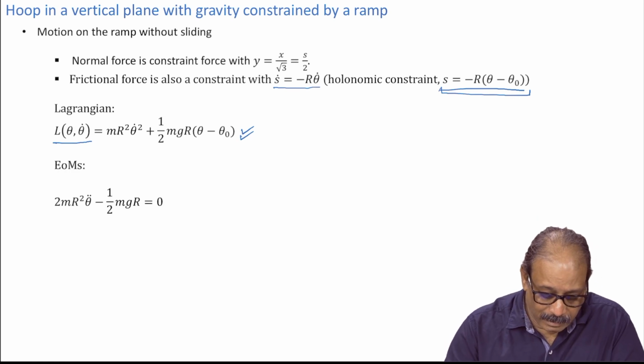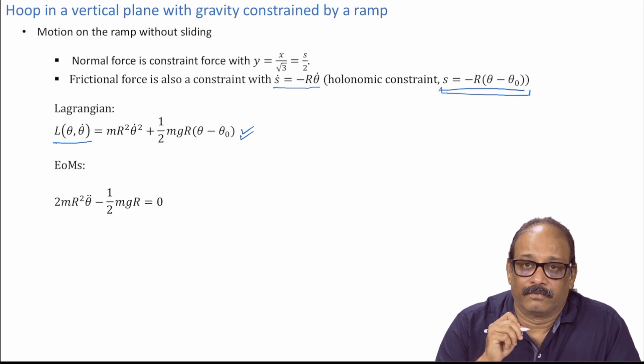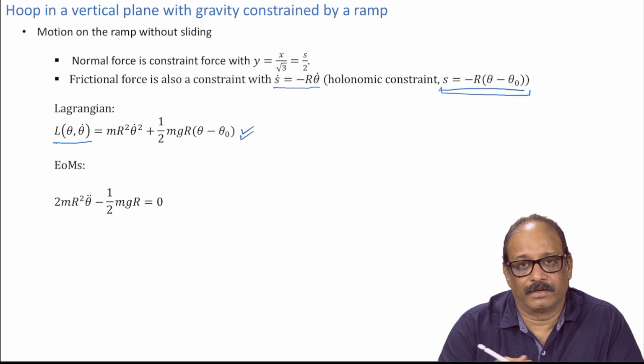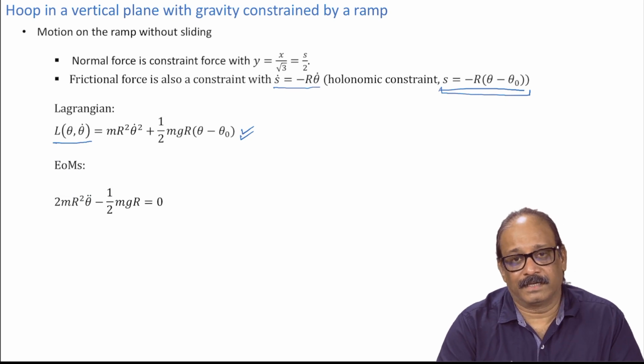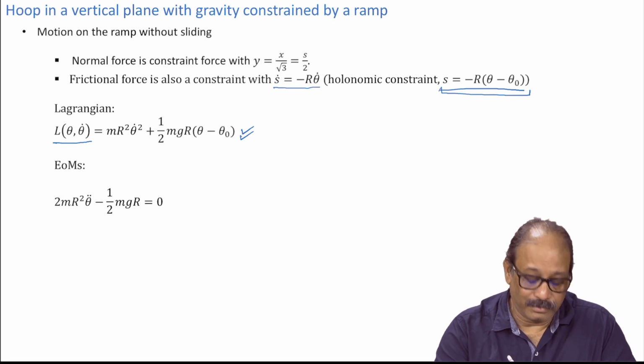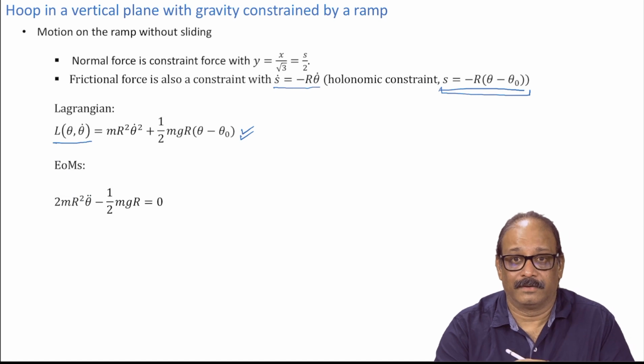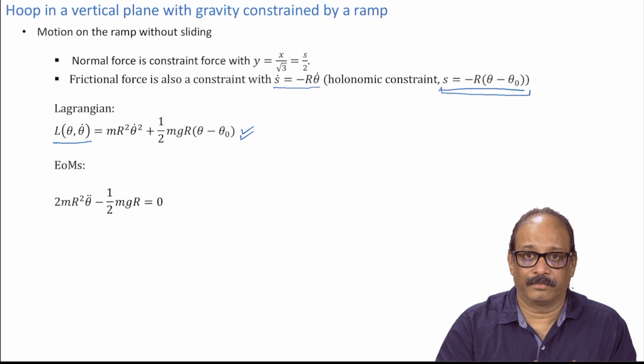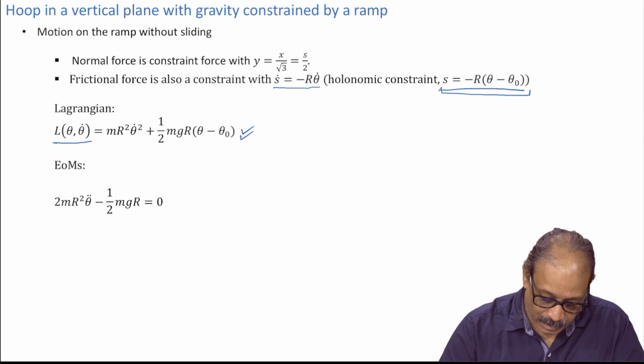Write that there: m r squared theta double dot is equal to 1/4 of m g r. This we could have gotten, that is why I said this was a very simple example, but you see it actually is showing us different trajectories in configuration space and how the Lagrangian formulation can be applied to a problem.